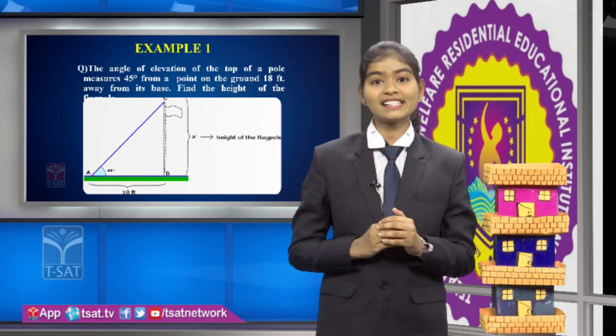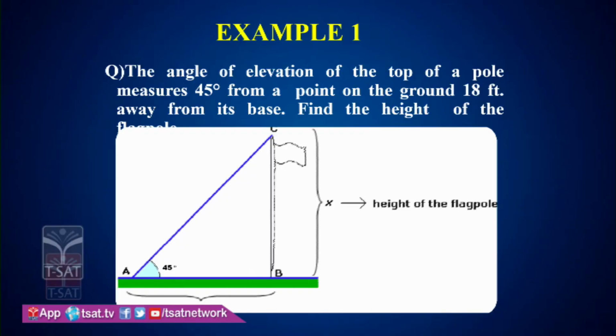Friends, as you can see on this slide, there is a figure. Here we should find the height of the flagpole. There is an observer who is standing at point A. The distance between the observer and the flagpole is 18 meters. Here the person is seeing the top of the flagpole, and the angle of elevation is 45 degrees.